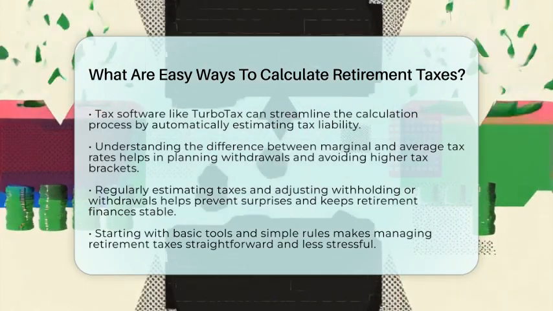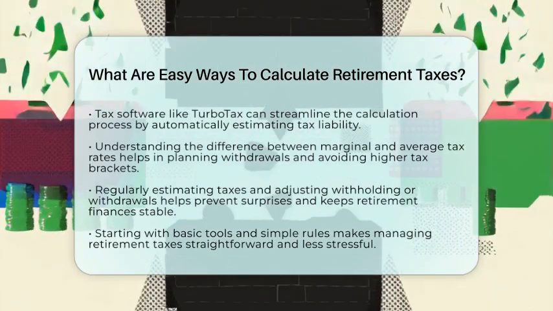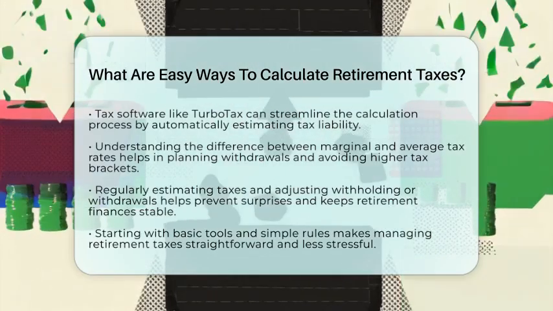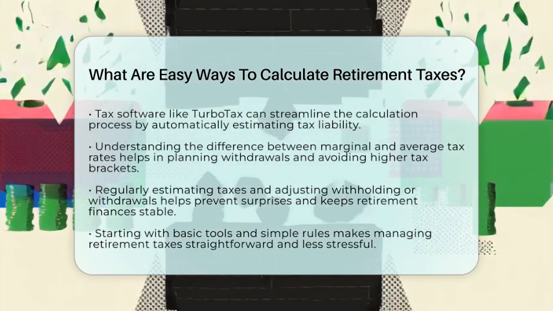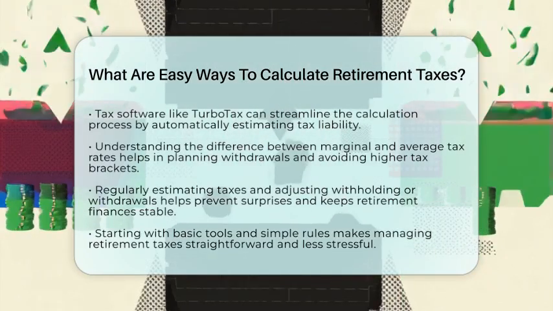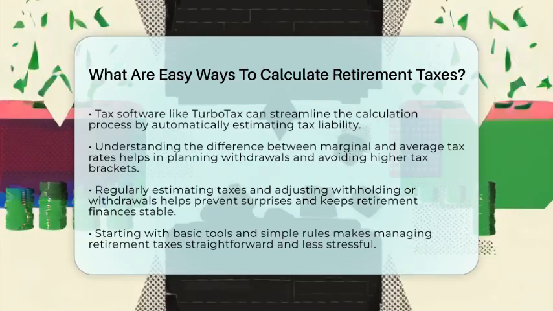To keep your retirement budget on track, regularly estimate your tax liability using these methods. Adjust your withdrawals and withholding if needed. Doing this can help you avoid unexpected tax bills and make sure your money lasts longer. Starting with IRS tools and simple rules like using last year's tax as a baseline makes the process manageable. It helps you stay in control of your finances and enjoy your retirement with peace of mind.